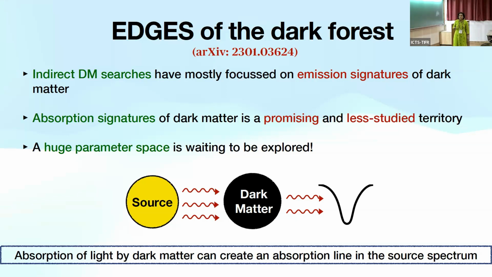So the idea is that if you have a background source and dark matter has a weak electromagnetic coupling, then it is possible that it can absorb a photon from the source and imprint an absorption line in the spectrum of the source. So I'm going to tell you about these absorption features for two kinds of sources. One where the source is CMB, which I'll relate to the EDGES observation, and when the source is a compact source like a quasar, which gives rise to dark forest.